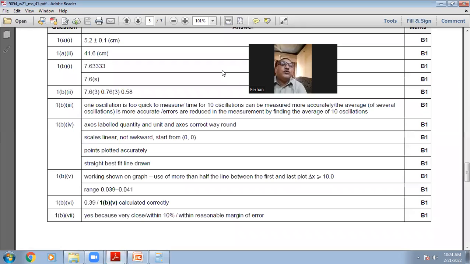You can do one good thing. You can pause the video, take your time, and read the answers. You can compare my answers with the marking scheme, and if you have written your own answers, compare your answers with the marking scheme too. It's a very important thing to do. So pause the video, take your time. Now let's move to the next question.